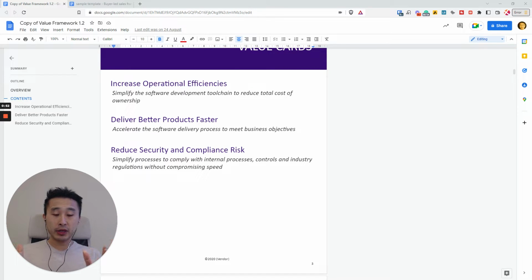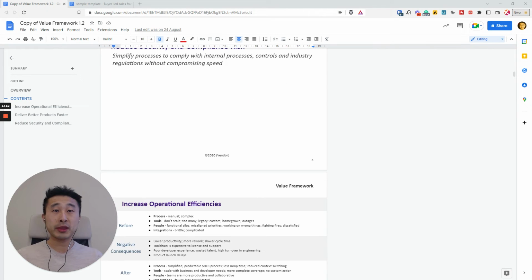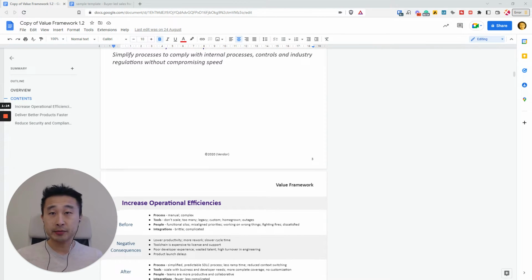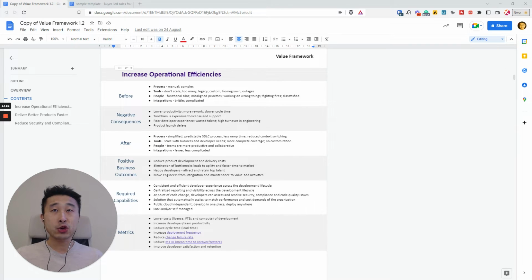Because in the DevOps platform, typically there will be cooperation. There will be how you can push your product faster, simplify the software delivery process, but they also need to think about security and compliance checks. So how you can combine all these three things into one platform to solve all the problems. And these are the value drivers. Let's pick maybe the first one to look at: increase operational efficiency.